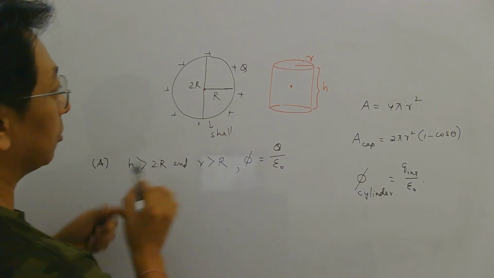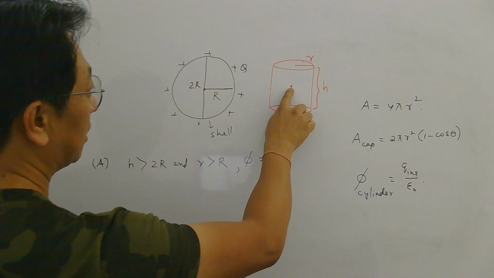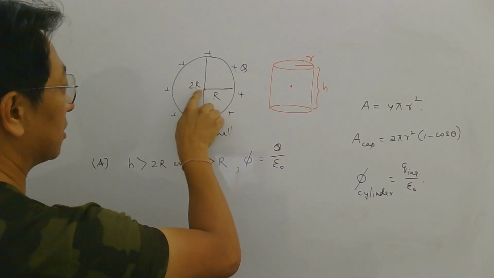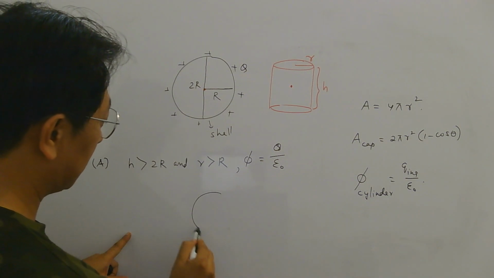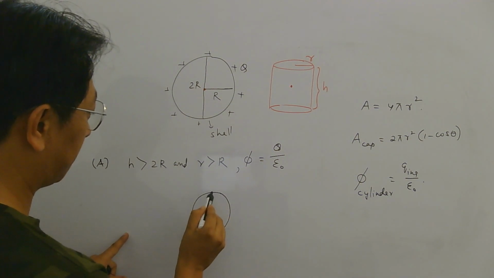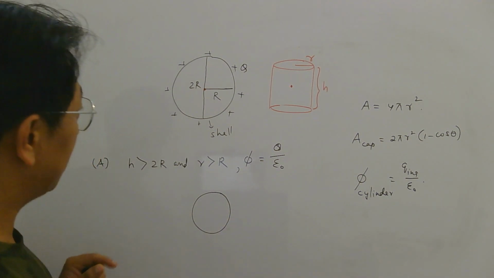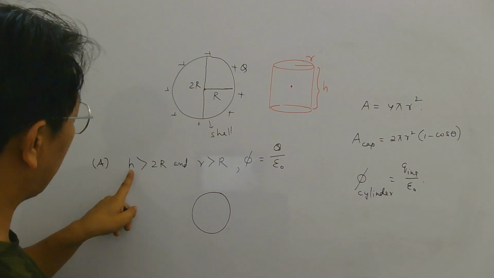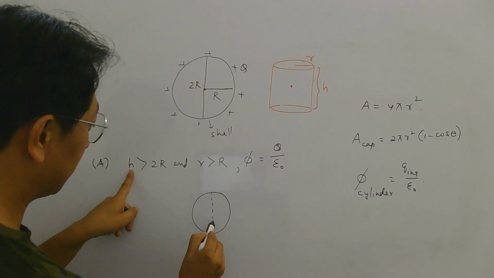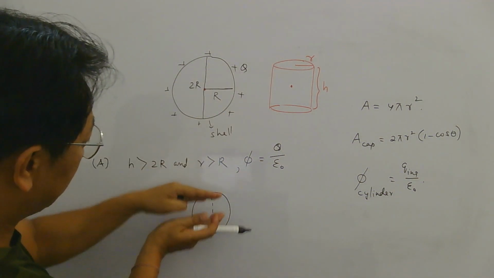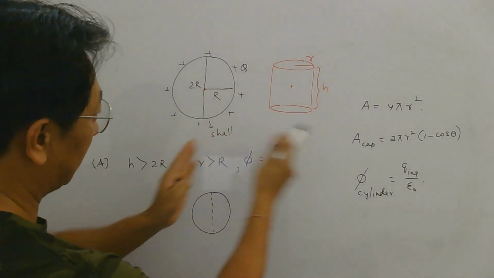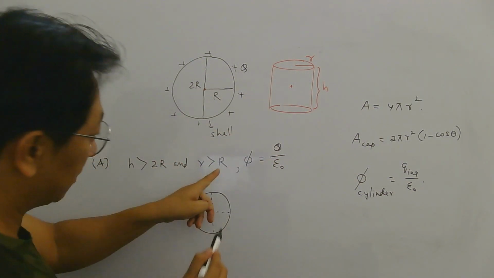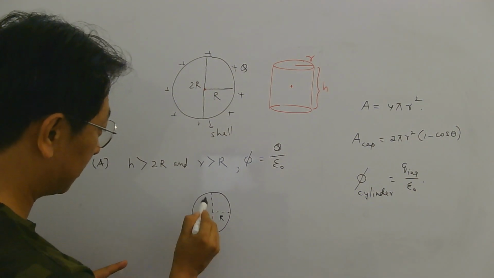So remember, they told us the center of the cylinder coincides with the center of the sphere. Now let us say this is the sphere, where there is charge. Now how should I keep the cylinder? Remember, the height is greater than this. So the height of this cylinder is greater than this. Also the radius of this cylinder is greater than this. This is capital R, this is 2r.